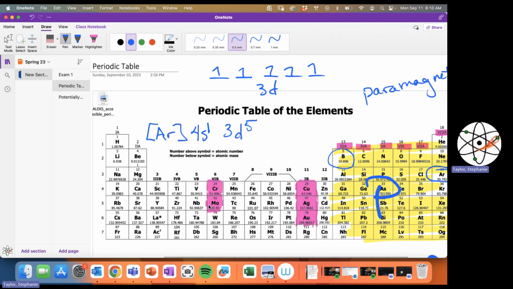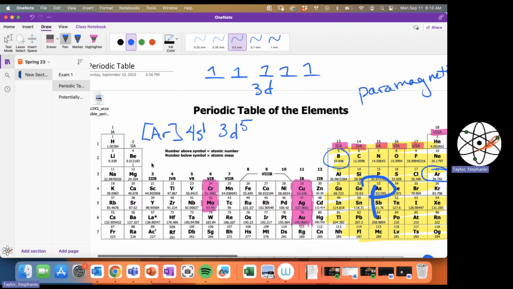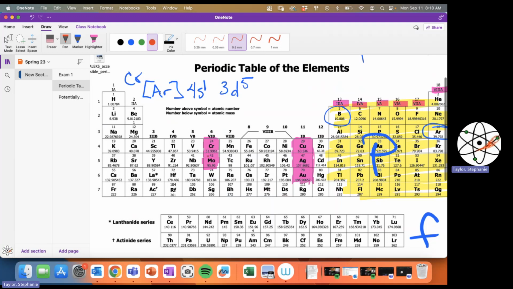Molybdenum is right beneath it. So molybdenum is going to follow that same pattern, except this time it would be krypton. So this one was for chromium, so I'm going to move to red. So molybdenum would be krypton in brackets, and then 5s1 4d5 for molybdenum.